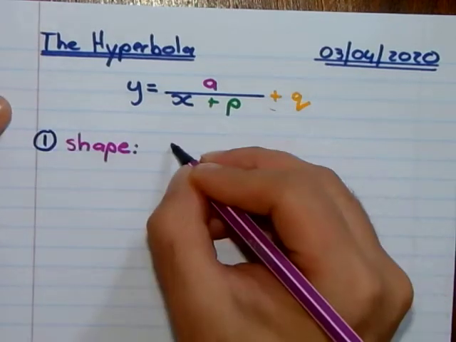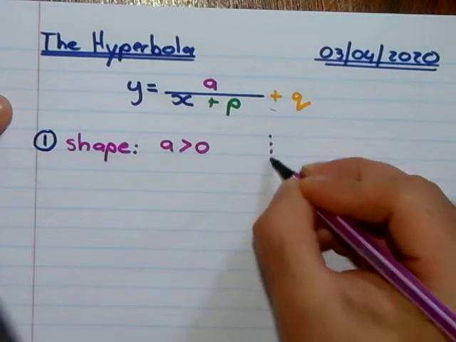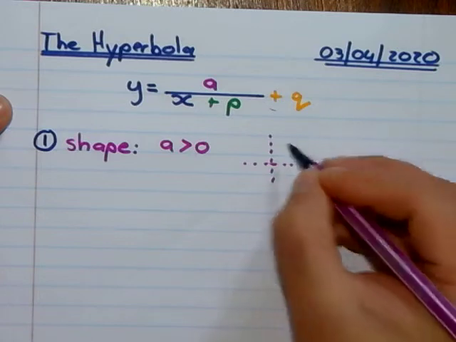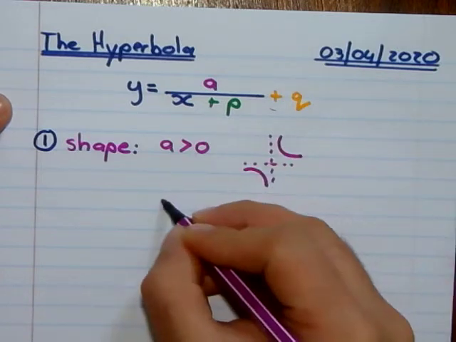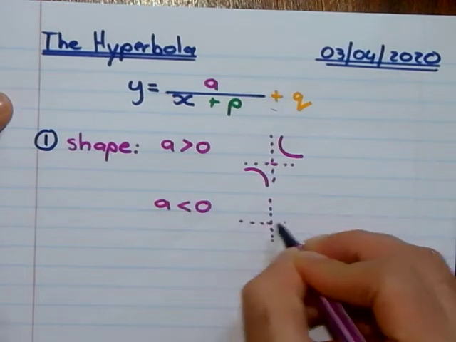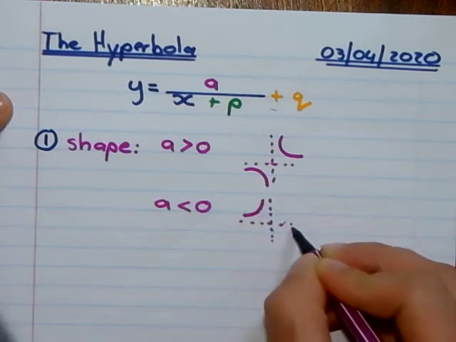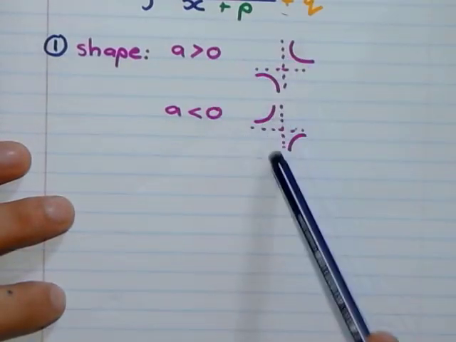Therefore, if we look at the shape, when a is greater than 0, we're going to have a graph in quadrant 1 and quadrant 3. If a is smaller than 0, my graph is going to lie in quadrant 2 and quadrant 4. Remember this with your asymptotes.